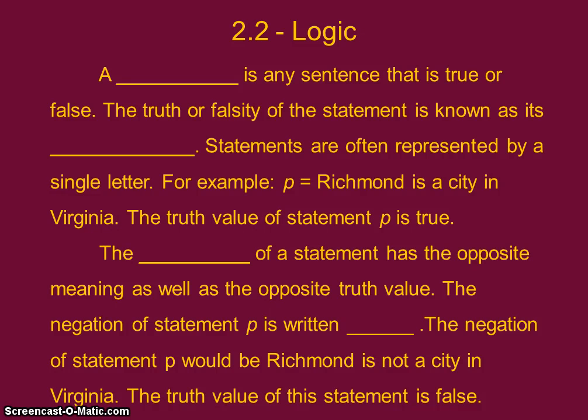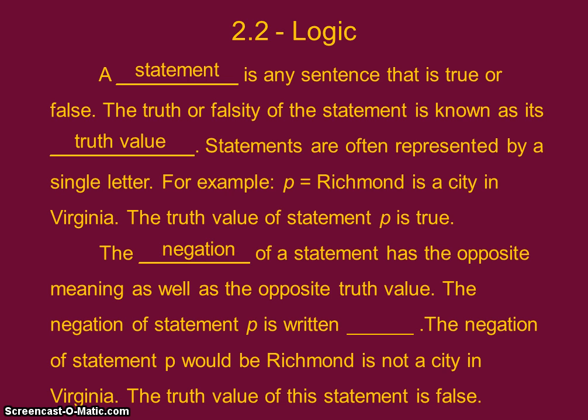2.2 Logic. A statement is any sentence that is true or false. The truth or falsity of the statement is known as its truth value. Statements are often represented by a single letter. For example, P equals Richmond is a city in Virginia. The truth value of statement P is true.